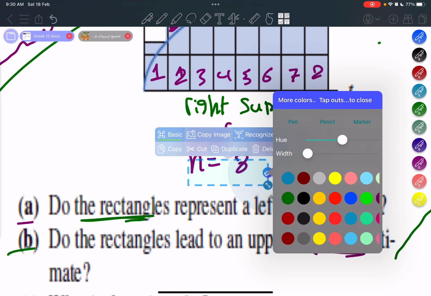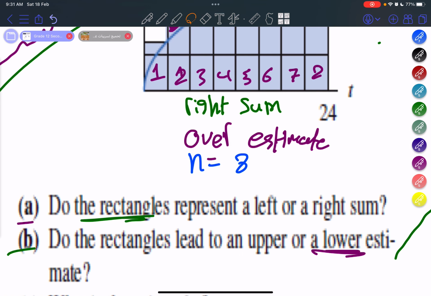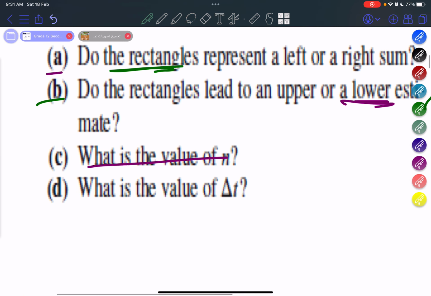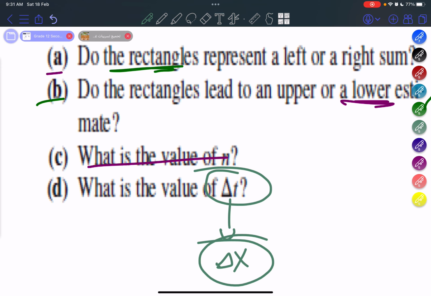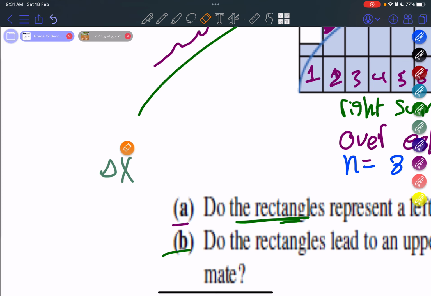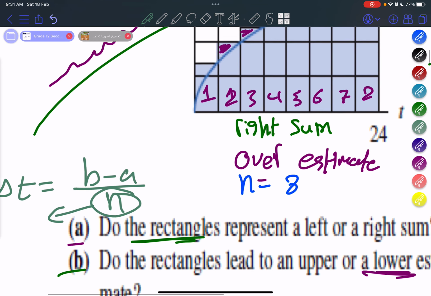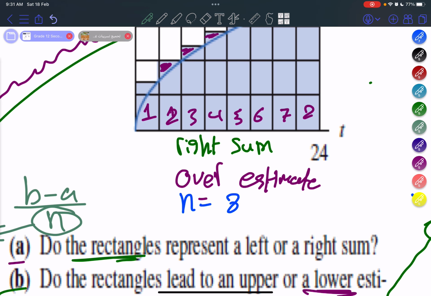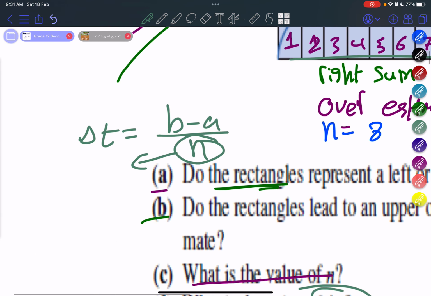And let's just change the color. Finally, what is delta t or delta x? Sometimes they call it delta x too. Be careful. So delta x, we have a general rule for delta x or delta t, which is equal to b minus a over n. Now n we already got, which was number of triangles or rectangles. So here it equals 8.